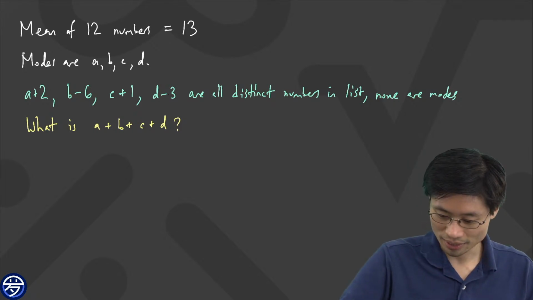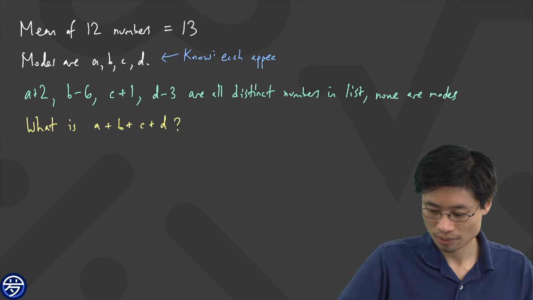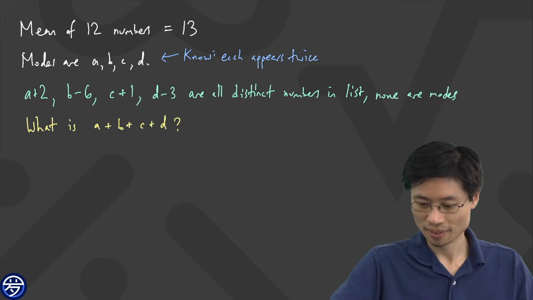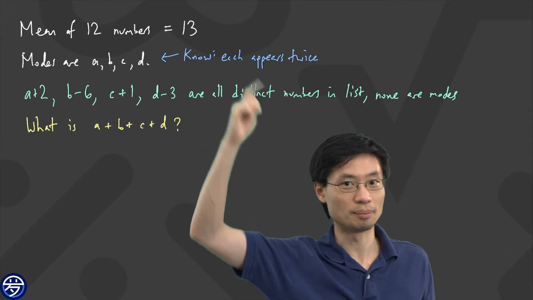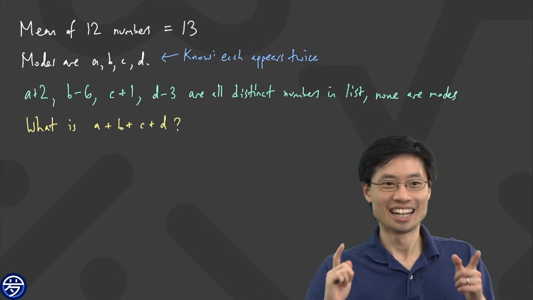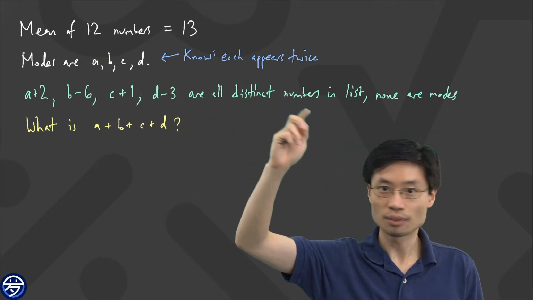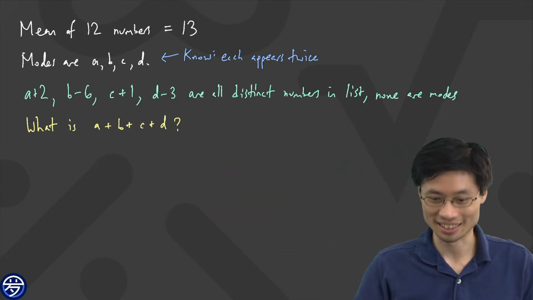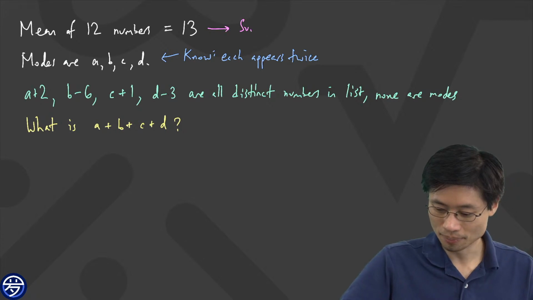So now what I know here is that each appears twice. Okay. Now I think I can probably try to figure this out. I have that the mean of 12 numbers is 13. And I have all of these as different numbers in the list. Aha! I think I can figure this out now. So I think we can say that if the mean of 12 numbers is 13, then what's their sum? Their sum is 12 times 13.